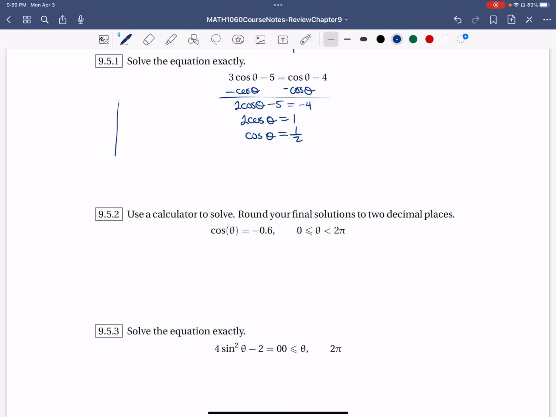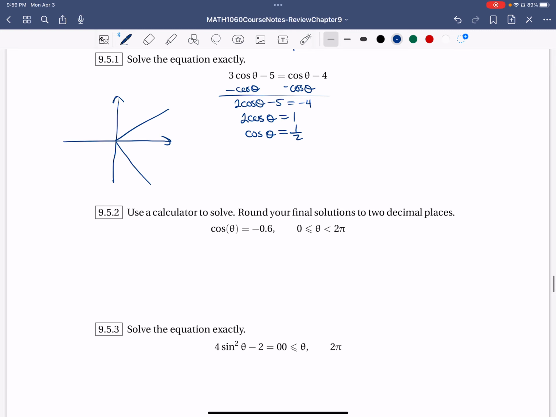Okay, so since the cosine of theta is positive, that tells me that I'm either going to have an angle in the first quadrant or the fourth quadrant. And the cosine of theta was 1/2, and so the corresponding reference angle will be pi over 3. And so we'll have pi over 3 here, or pi over 3 here. Okay, so my first possible solution is going to come from the reference angle pi over 3.